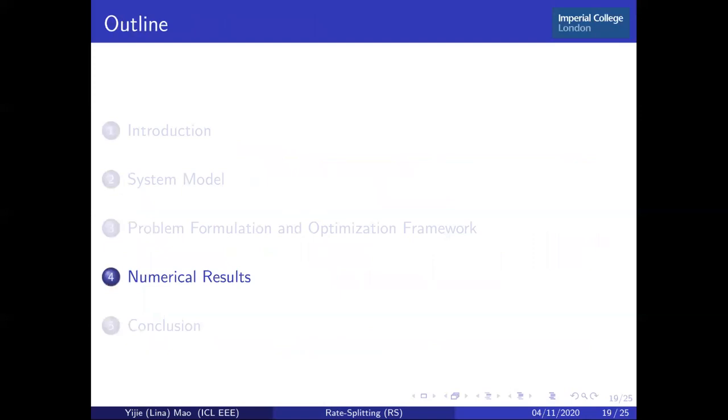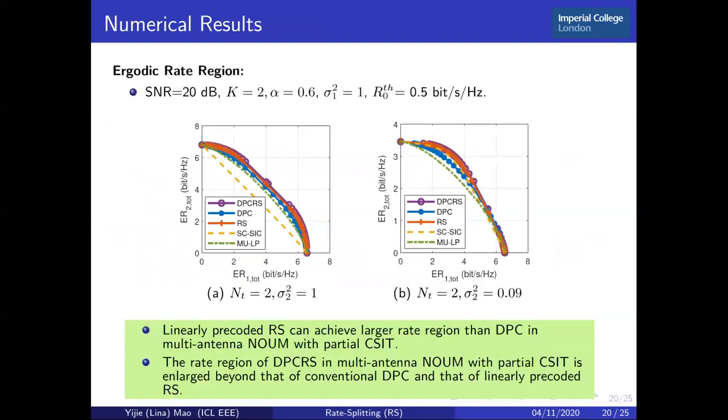Next, let's look into the numerical results that we obtained by solving the problem I just explained. Here, we illustrate the ergodic rate region of the two unicast strings subject to a QoS rate constraint on the multicast message. SNR is 20 dB, and there are 2 transmit antennas at the base station serving 2 single-antenna users. The QoS rate constraint is 0.5 bits per second per hertz. Sigma 1 squared and sigma 2 squared here are the variances of the circularly symmetric complex Gaussian channel for user 1 and user 2 respectively.